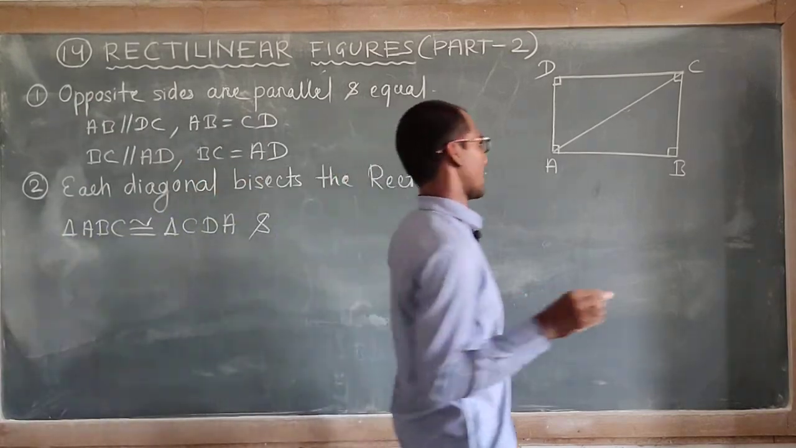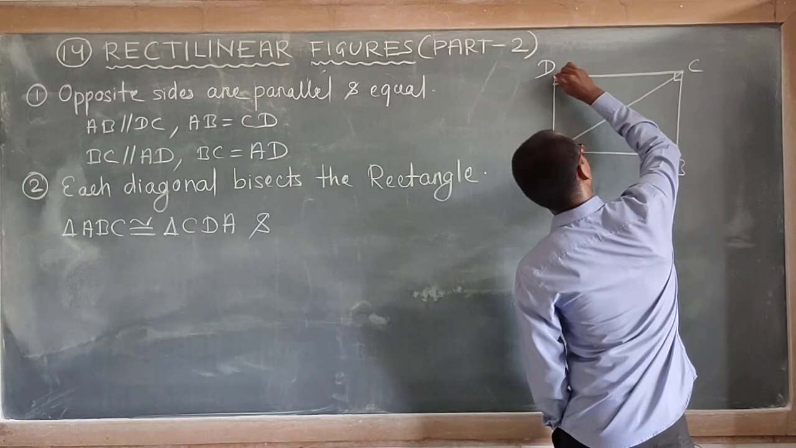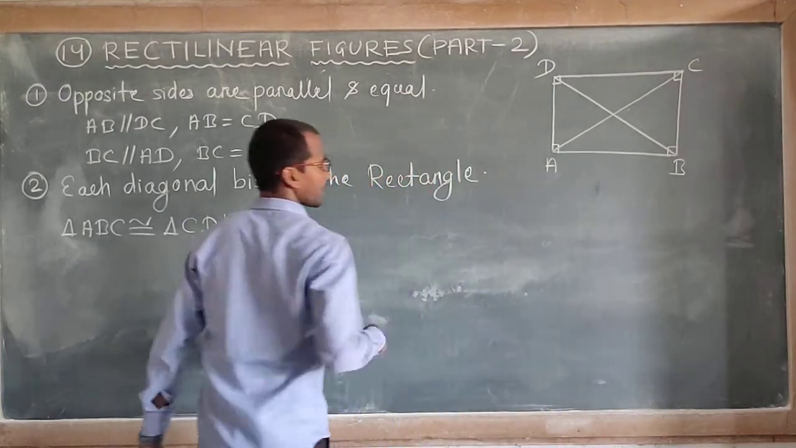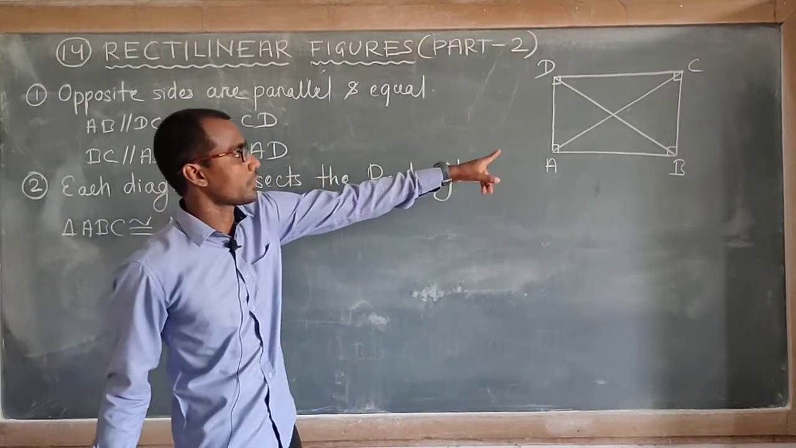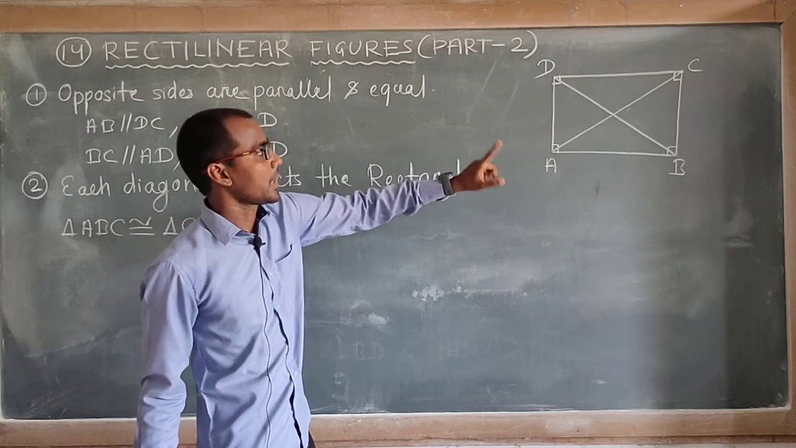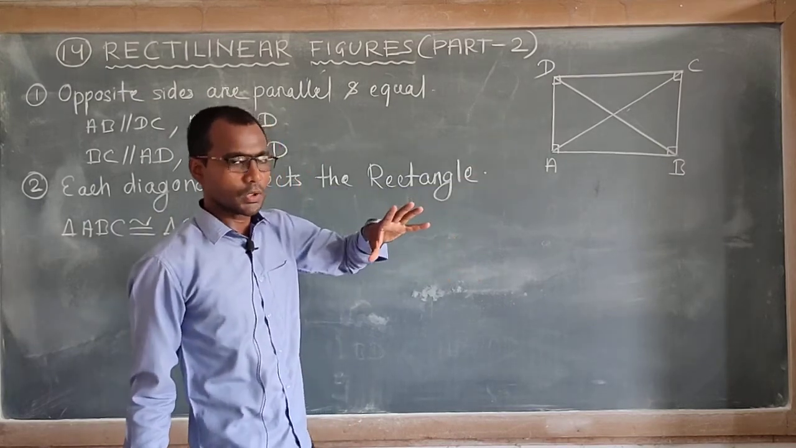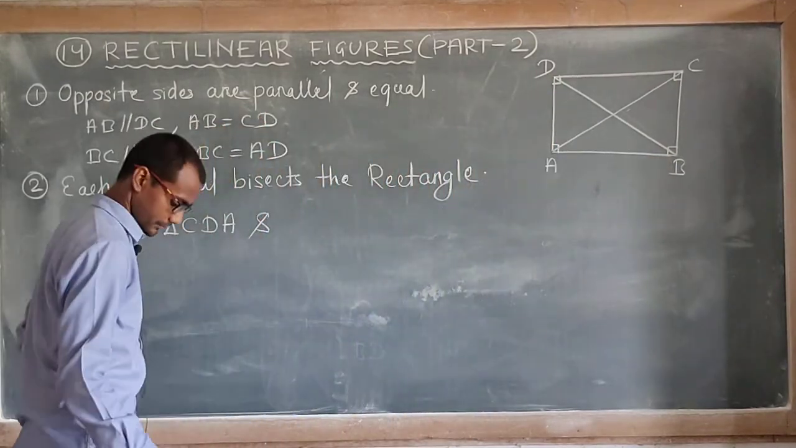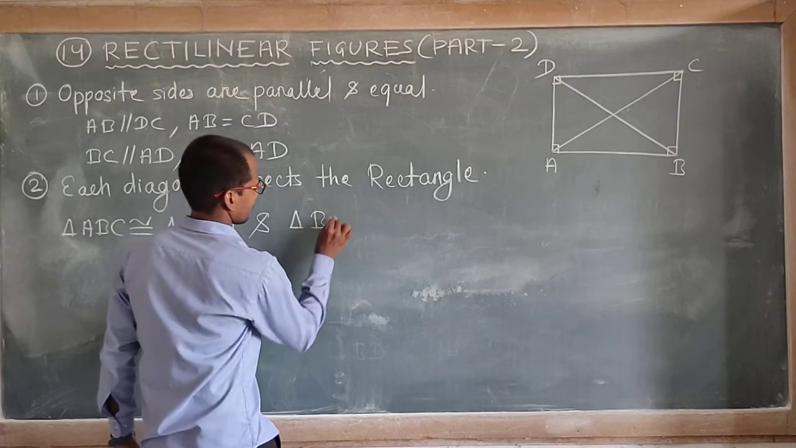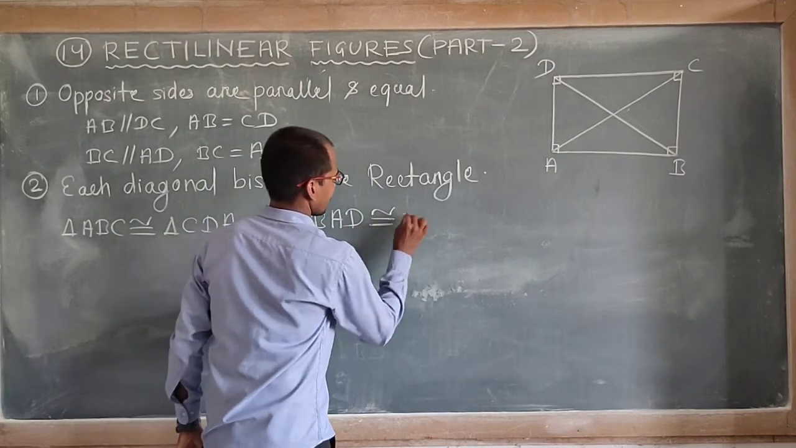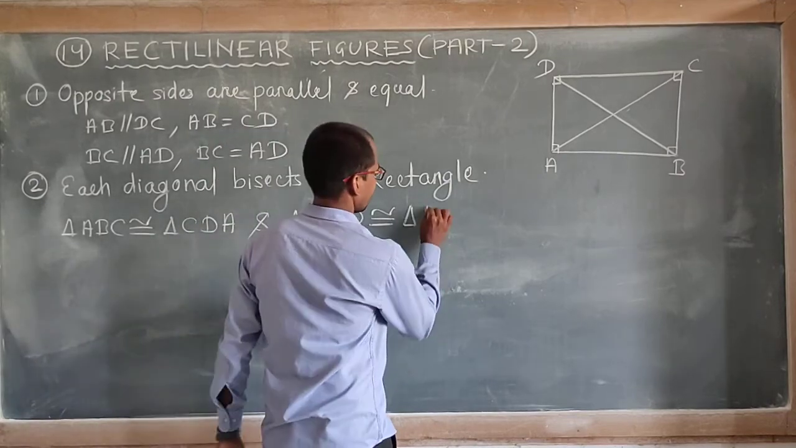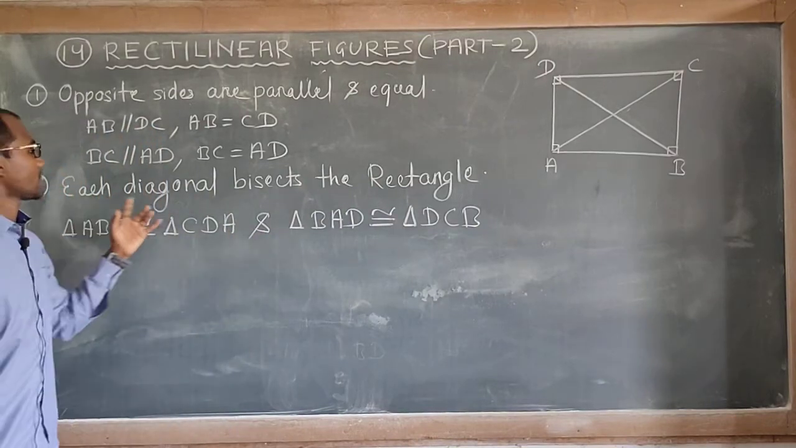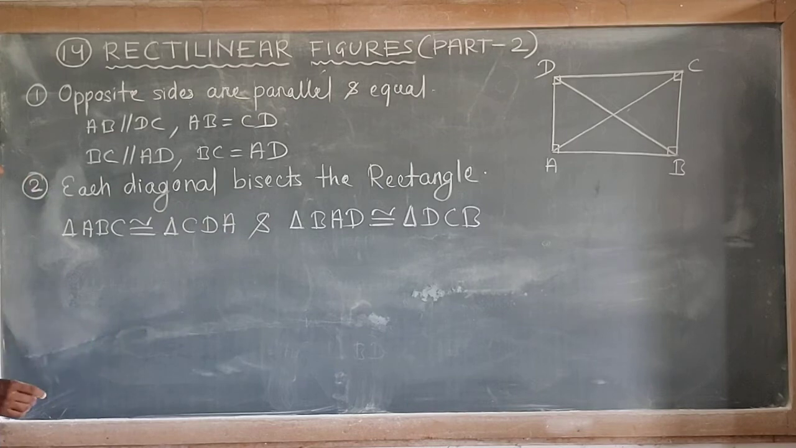Next, if we join BD, the other diagonal, again we will get two congruent triangles. Do not look at AC, simply look at the rectangle and the diagonal BD. So we will get two triangles BAD, BCD. These two triangles are congruent to each other. So BAD congruent to BCD, taking the proper order. So each diagonal bisects the rectangle. This is the second property.